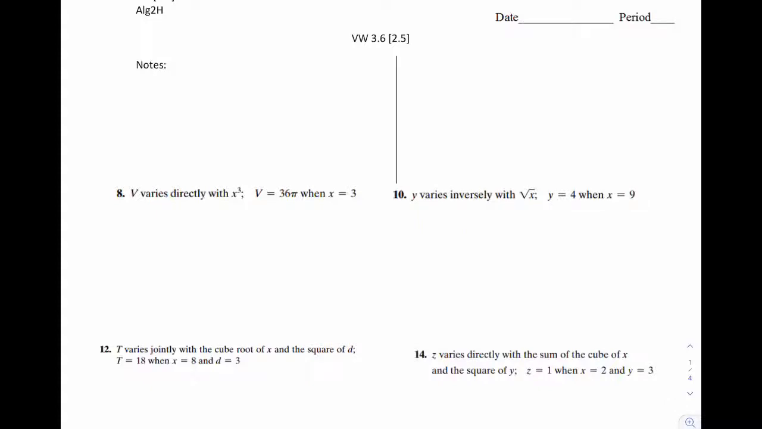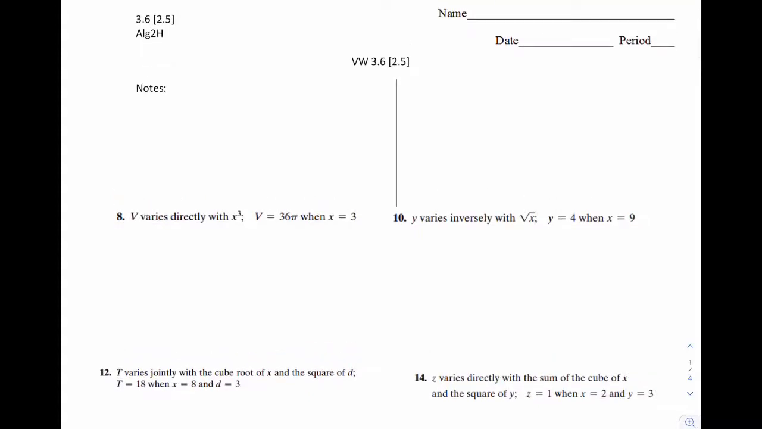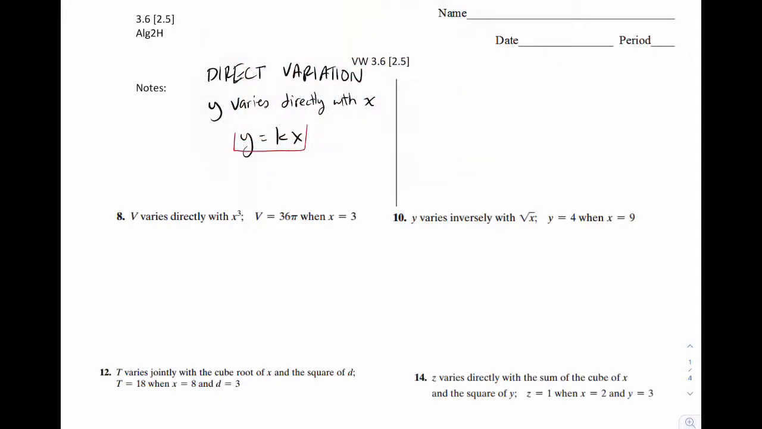Welcome to VW 3.6. Today we're going to cover variation. So the first thing to talk about is going to be direct variation. So if you see the statement, y varies directly with x, you simply write y equals kx. And put a box around that. That's something that's like a fact. That's something you should know.